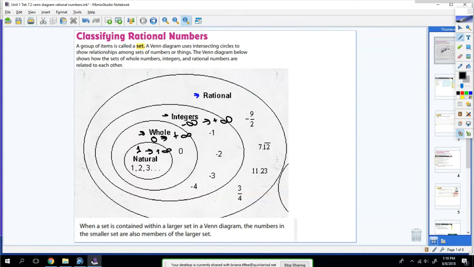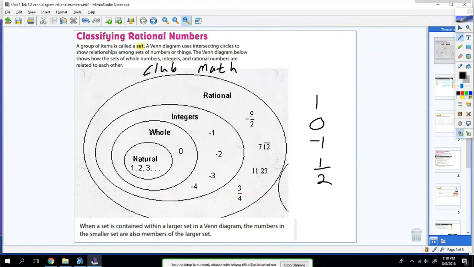So we're going to play a game. What we're going to do is make this Venn diagram called club math. What's going on is we have a list of numbers on the outside, and we got to figure out where they belong. So what they're going to do is they're going to enter the club.